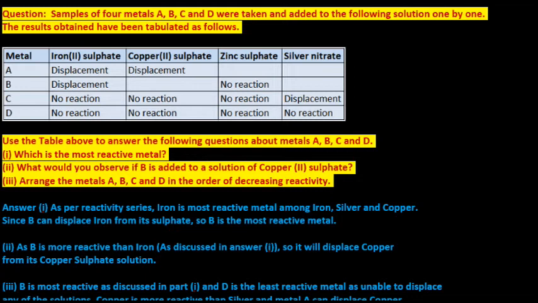Since B can displace iron from its sulfate, B is the most reactive metal. As B is more reactive than iron as discussed in answer 1, it will displace copper from its copper sulfate solution.